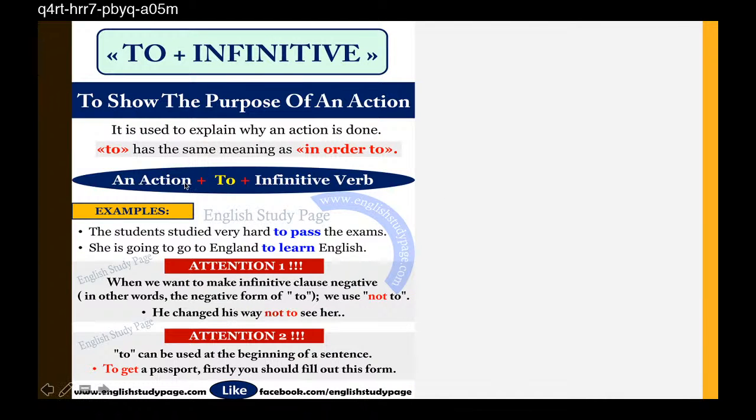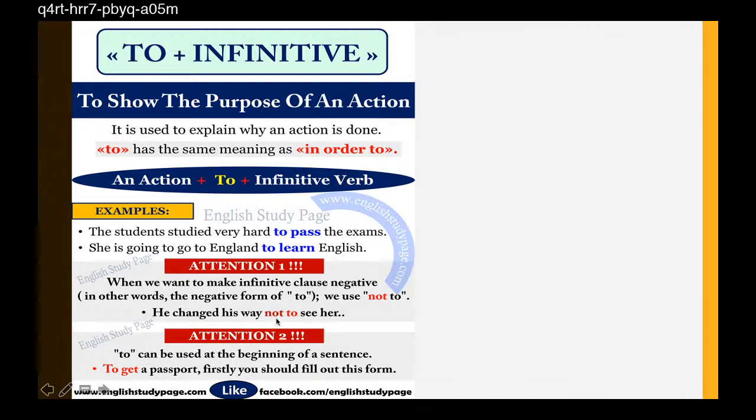Here we continue talking about to plus the infinitive to show the purpose of an action, the intention, the idea, why we are trying to do something. So here we have: the students study very hard to pass the exams. So what's the purpose of studying hard? To pass exams, right? She's going to go to England to learn English. So we have here to learn English as the action that we are taking to obtain something. When we want to make an infinitive clause negative, we have to use not.